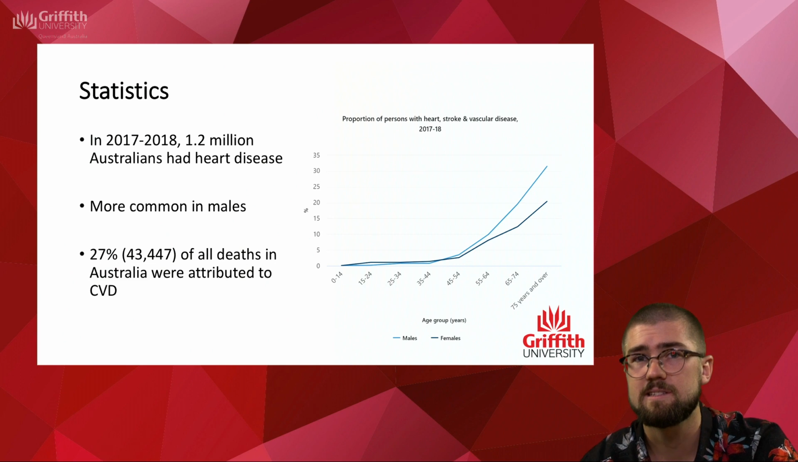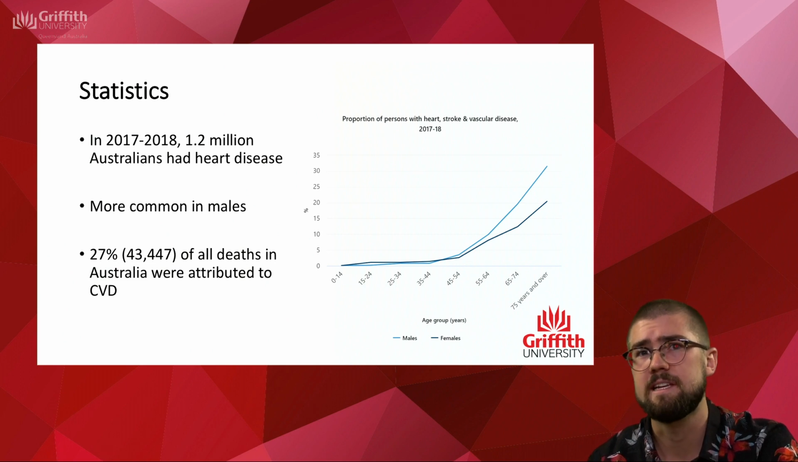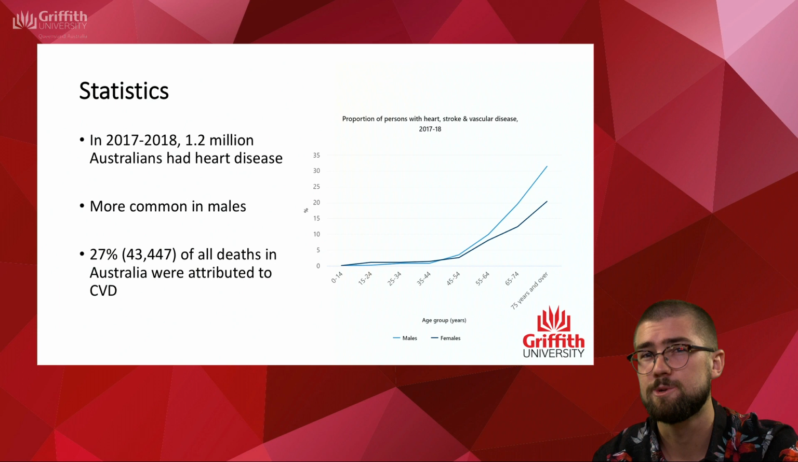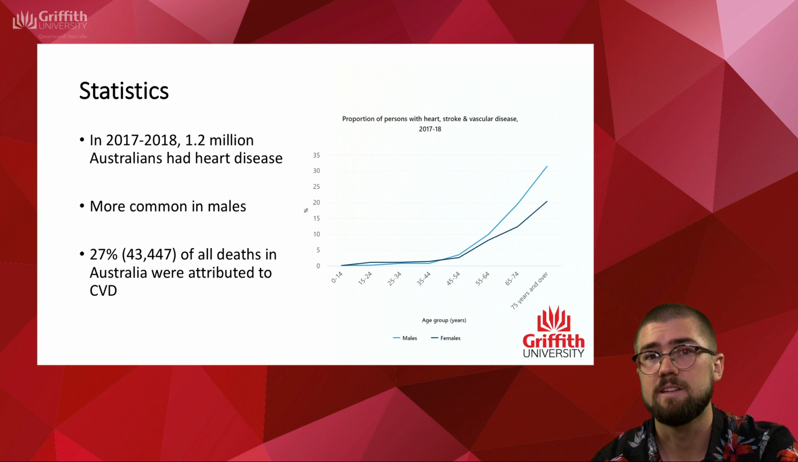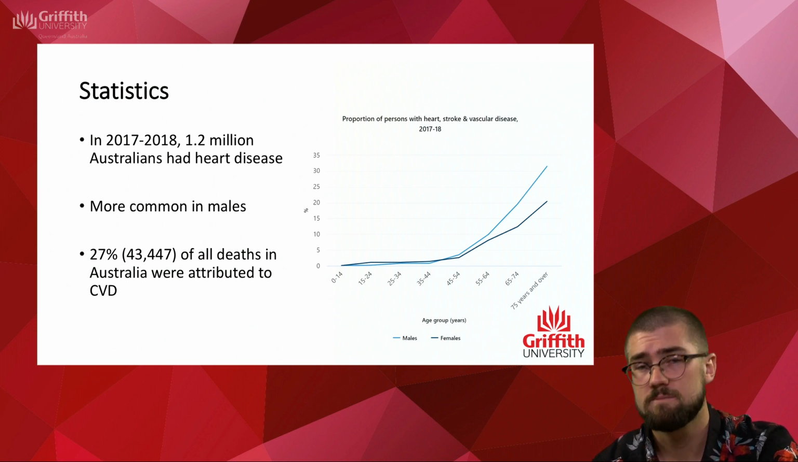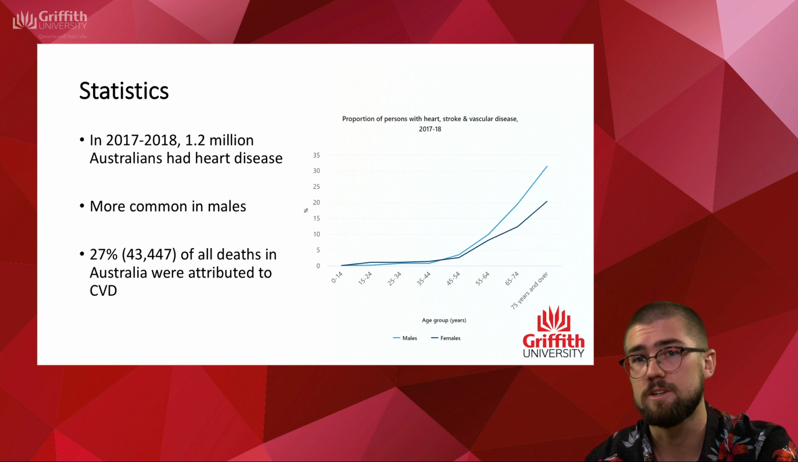Bit of statistics, just to let you guys know: in 2017 to 2018, 1.2 million Australians had heart disease. As you can see in the graph on the right there, it is more prevalent in the older population, as we'll talk about in risk factors soon. It is more common in males as well. And looking at the total mortality rate, 27% of the Australians who passed away in that time frame were attributed to cardiovascular disease related conditions.